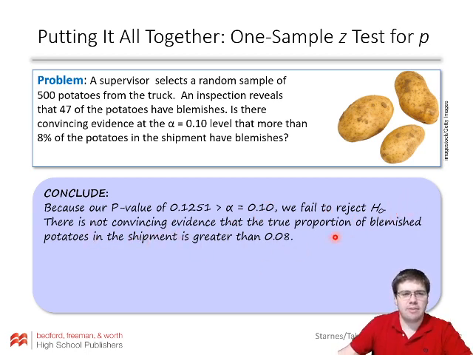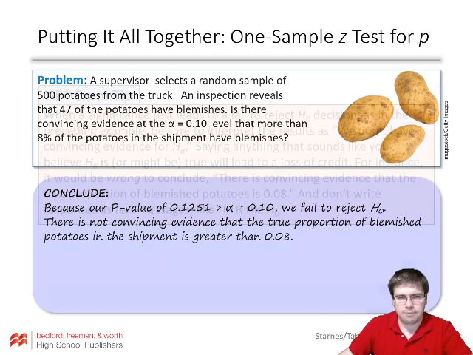There is not convincing evidence that the true proportion of blemished potatoes in the shipment is greater than 0.08. So, we did not quite find significant evidence. We got a lot of blemishes, but it could just be sampling variability. We get something like that 12% of the time. It wasn't quite below that threshold we were looking for to reject.